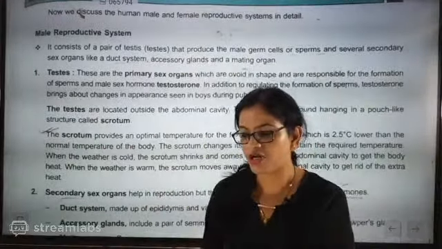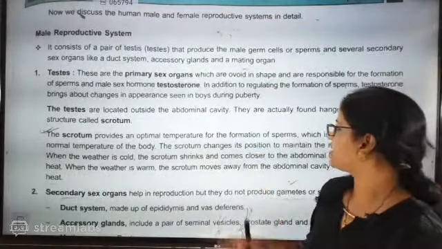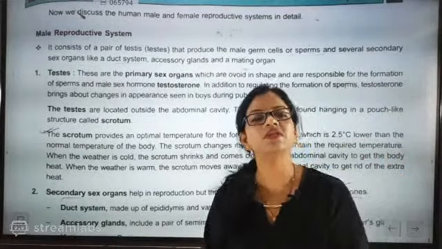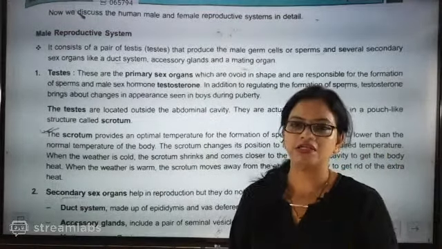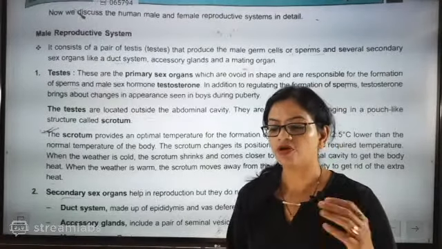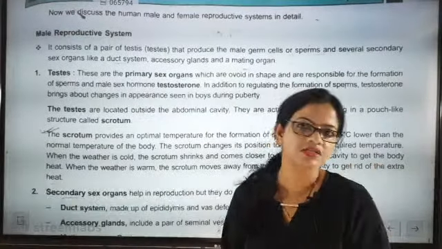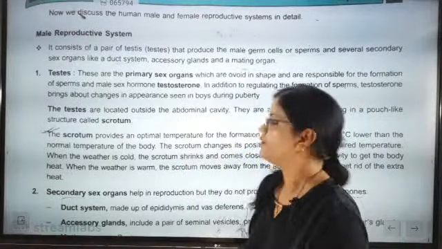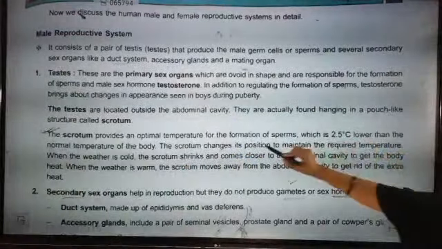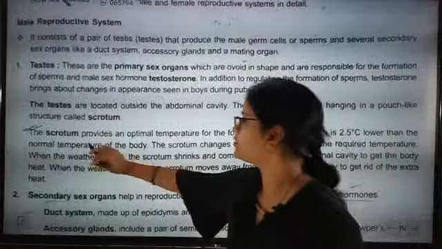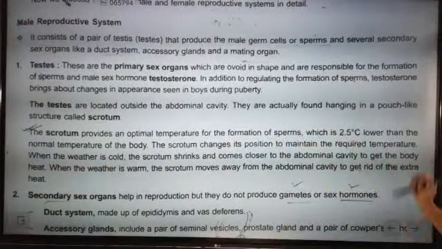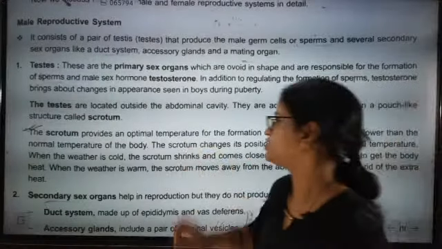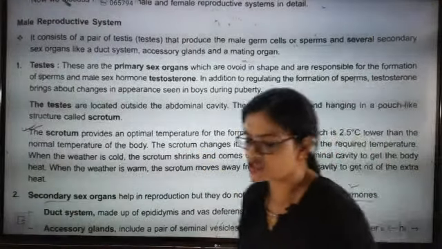One very important part is that the scrotum provides an optimal temperature for the formation of sperm, and I told you that sperm need 2.5 degrees Celsius less temperature, because in our body the temperature is 37 degrees Celsius. So that is what is written there. The scrotum provides an optimal temperature for formation of sperm, which is 2.5 degrees lower than the normal temperature of the body.